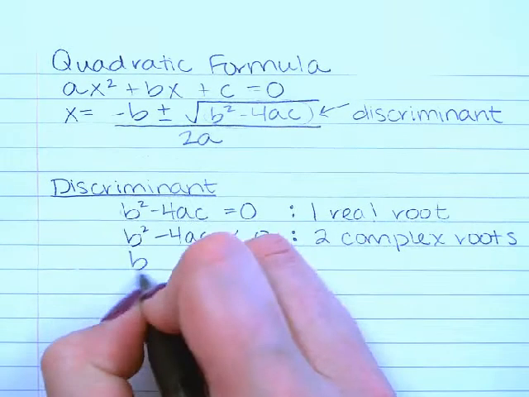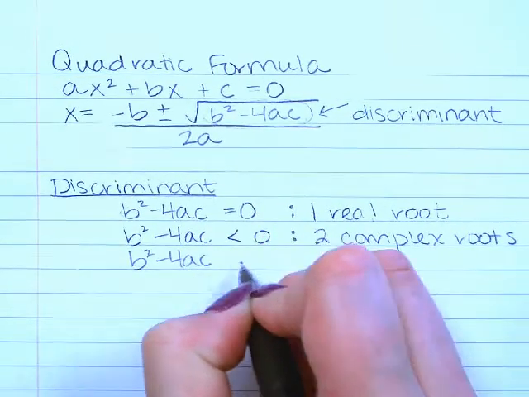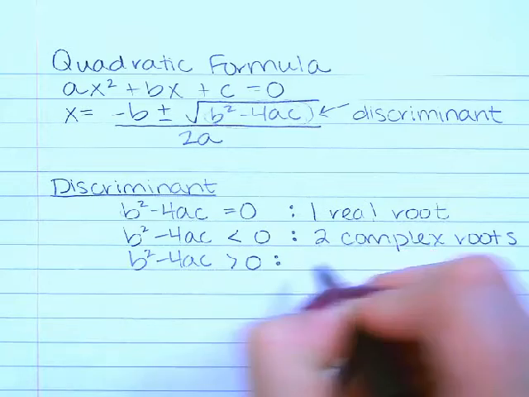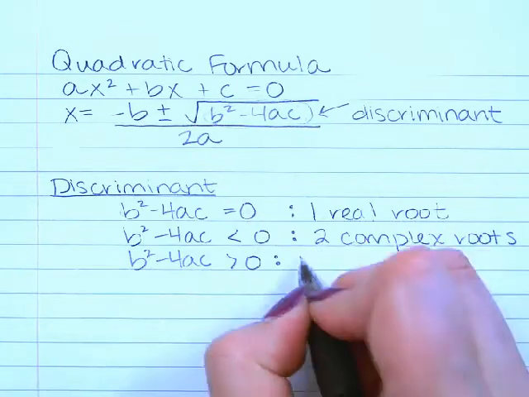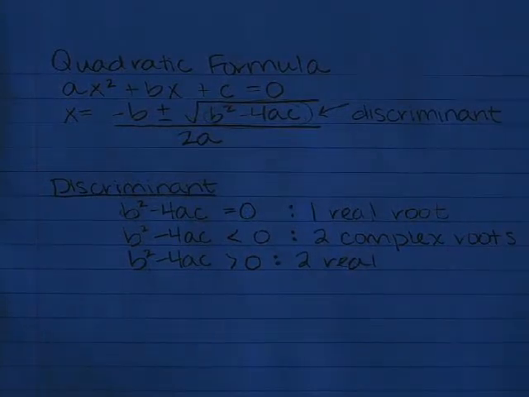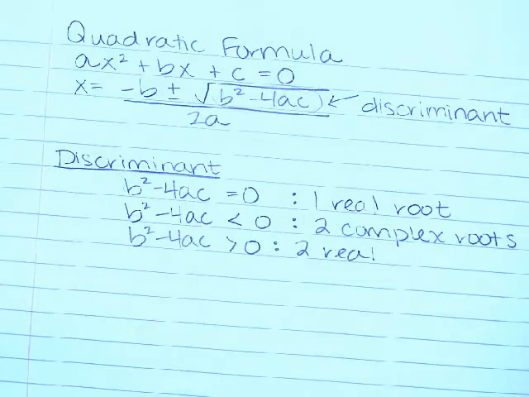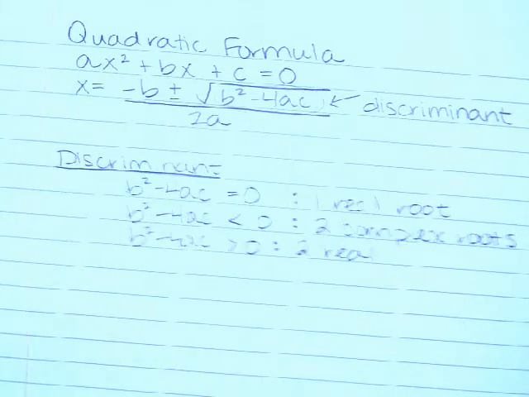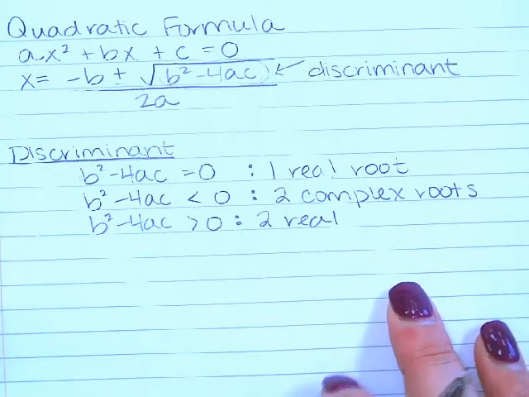And then if b squared minus 4ac is greater than 0, then again, you're going to have the plus and the minus. You're going to have 2, but the roots are going to be real. Sorry, my light turned up. 2 real roots.